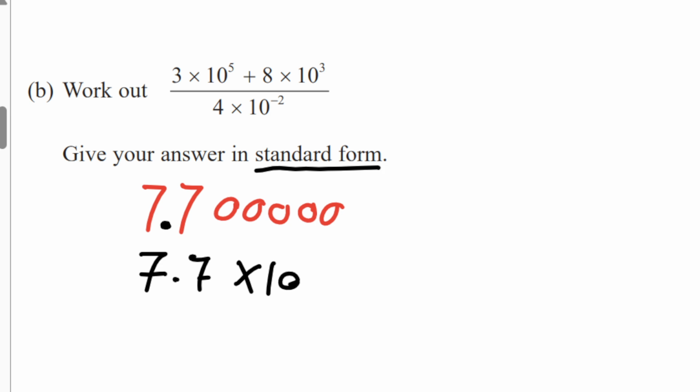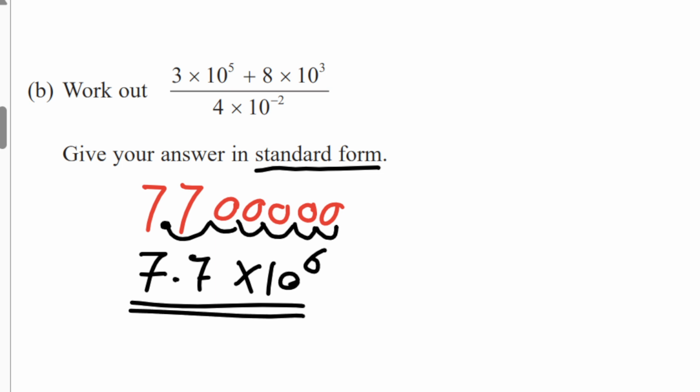Now, the decimal moved 1, 2, 3, 4, 5, 6 steps to the left. So it's positive 6. And that's your answer. So it's 7.7 times 10 to the power of 6. And that's your answer. Was it easy?